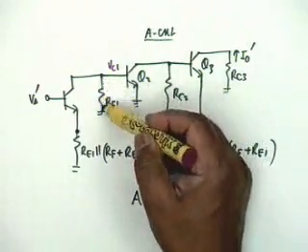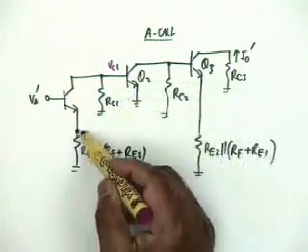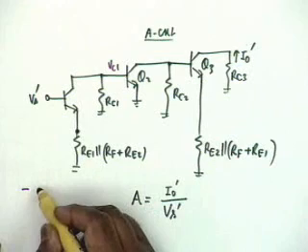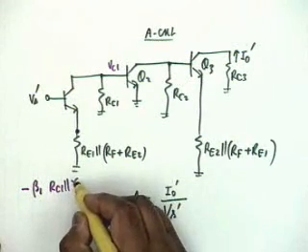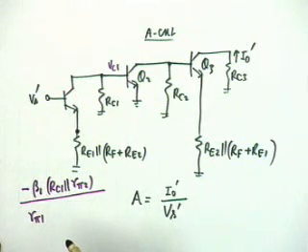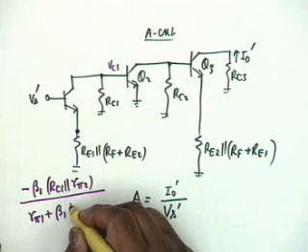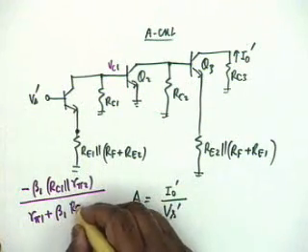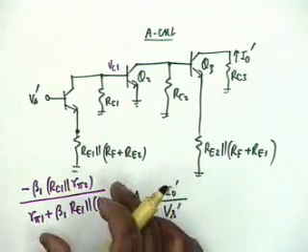Now actual effective load is RC1 parallel R pi 2. Okay, and there is a resistance here, and therefore the gain shall be simply minus beta 1 RC1 parallel R pi 2 divided by R pi 1 plus beta 1, actually it should be beta 1 plus 1, but we ignored that, beta 1 RE1 parallel RF plus RE2. Agreed? This is the gain of the first stage.